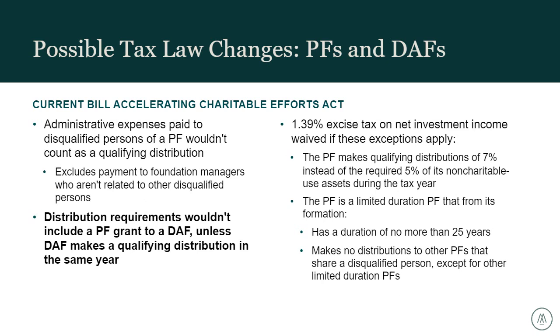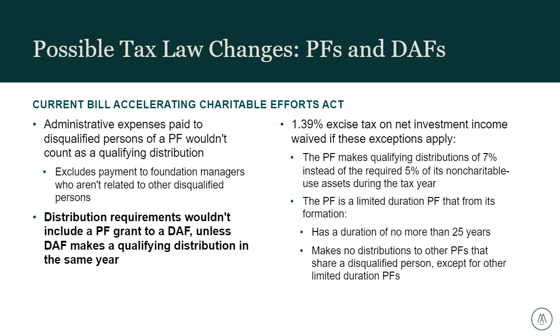You'll see in the bottom left-hand corner, right now, private foundations can give grants to donor-advised funds and have them be a qualifying distribution. Under this legislation, distributions would not be qualifying distributions unless the donor-advised fund made a qualifying distribution in the same year. So it essentially needs to be an in to the donor-advised fund and an out in the same taxable year in order for the private foundation to take it as a qualifying distribution. And the burden is on the private foundation to support that.